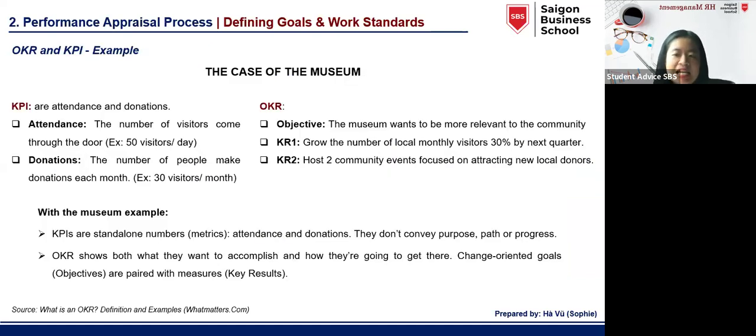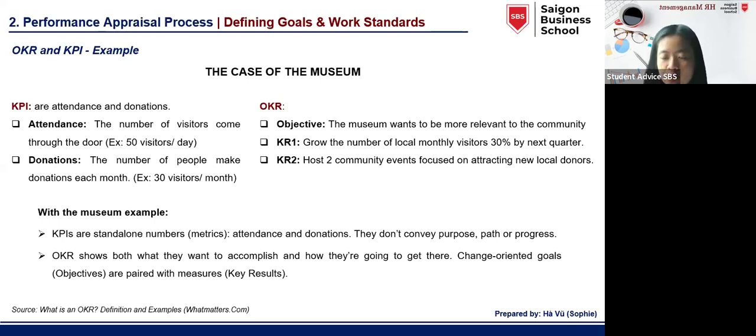Now, for example, let's look at a museum. The case of the museum. The museum tracking the attendance and donation monthly is a KPI. For the OKR, the objective is to become more relevant to the community. The first key result, KR, will increase the local visitors by 30% in the next quarter. The second key result is to host 2 community events aimed at attracting new local donors.